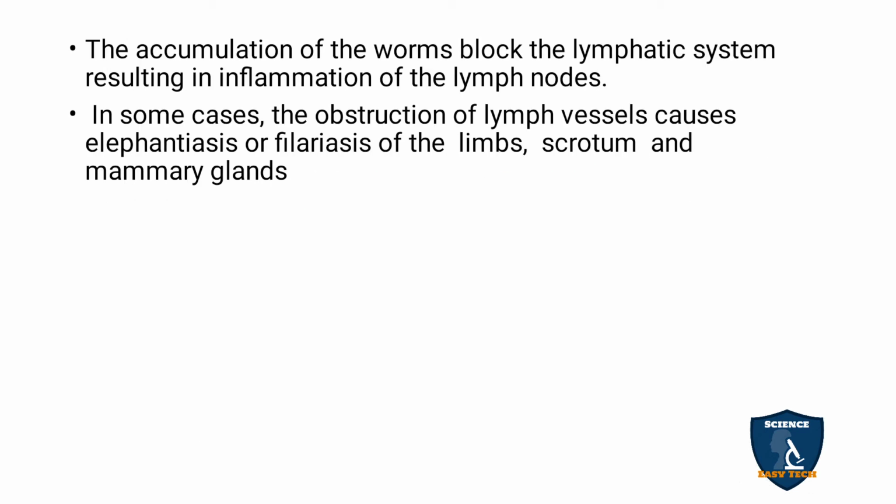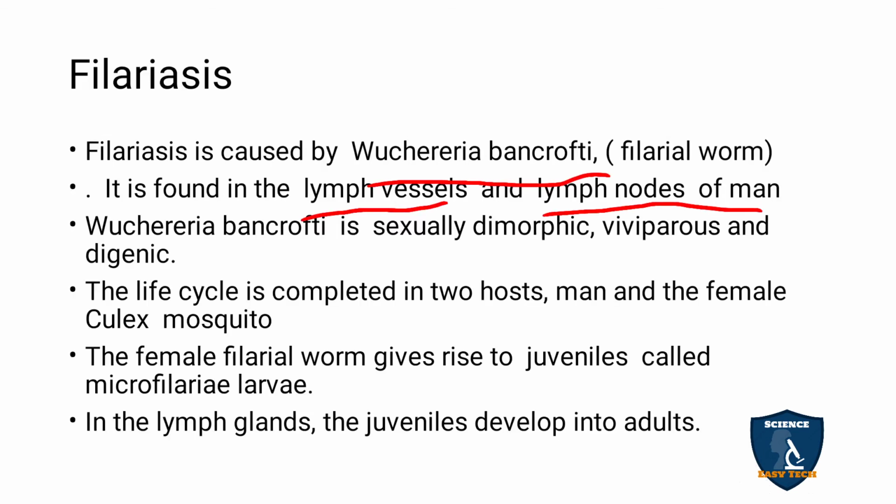So viviparous means giving birth to the young ones. And digenic, you know very well, that is two hosts are used. One host is man and another host is the Culex mosquito, that too the female Culex mosquito. Okay. So digenic means two host organisms are used, one is man and another one is the female Culex mosquito, to complete the life cycle.